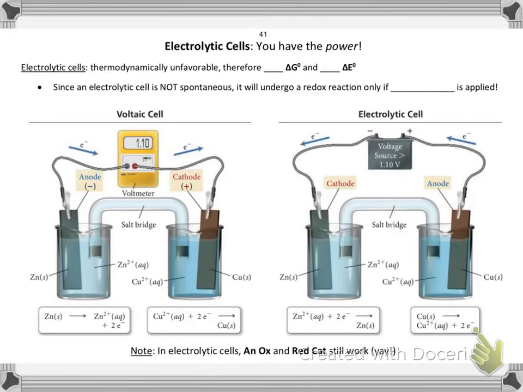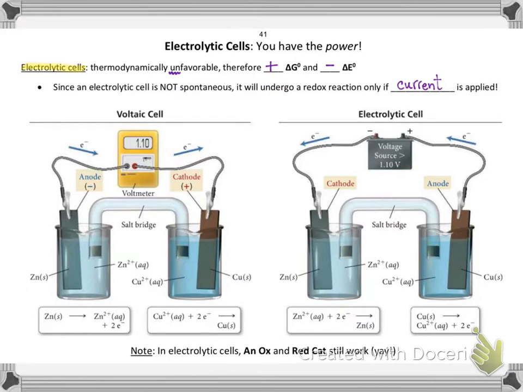Let's talk about electrolytic cells, which are shockingly awesome despite being thermodynamically unfavorable. Now, because they are thermodynamically unfavorable, they must have a positive Gibbs free energy and a negative cell potential. And because an electrolytic cell is not happening spontaneously, it will undergo a redox reaction only if you apply current or voltage source. Let's compare a voltaic cell and an electrolytic cell, made by combining zinc and copper.